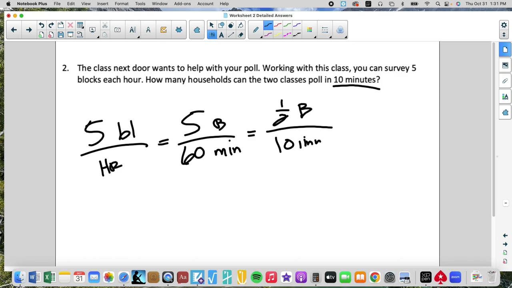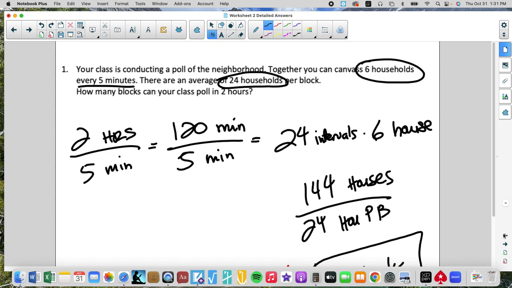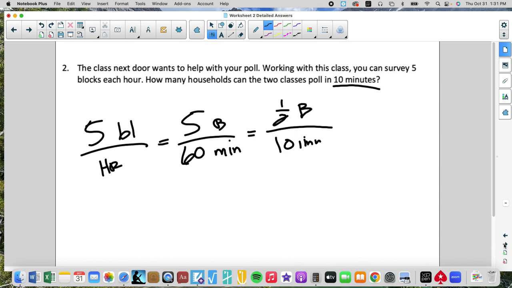So we can do a half a block. Okay, half a block, no? That's half a block. So there's 24 households per block, so 12 houses? 12 households? The class next door wants help working with this class. You can survey 5 blocks each hour. How many households can the 2 classes poll in 10 minutes? Well, I think this is going to be 12 houses.